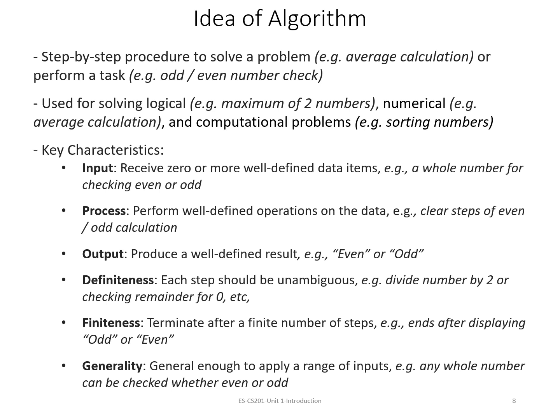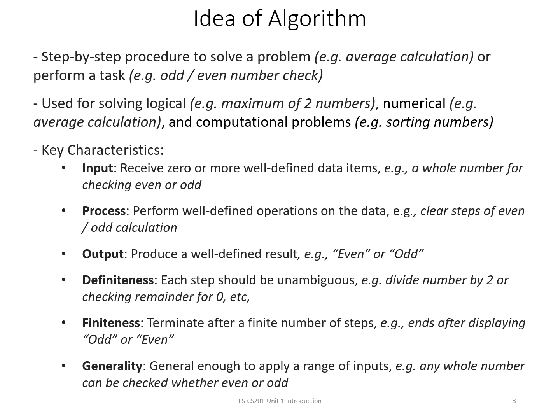Its key characteristics are: Input. It should receive 0 or more well-defined data items, for example, a whole number for checking even or odd. Process. It should perform well-defined operations on the data, for example, clear steps of even/odd calculation. Output. It should produce a well-defined result, for example, even or odd.